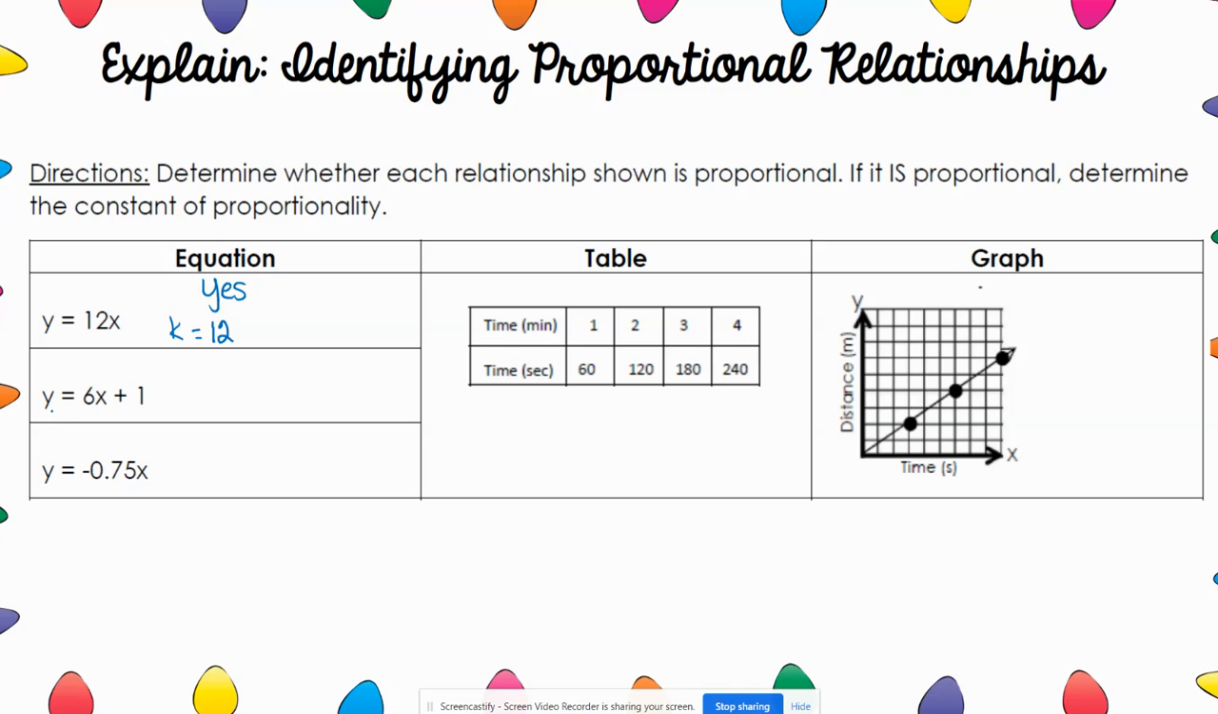Our next equation says y equals 6x plus 1. Now we see that we do have a number being multiplied by x, but because of this plus 1, that tells us that actually this would not go through the origin. Because of that, this is not a proportional relationship.